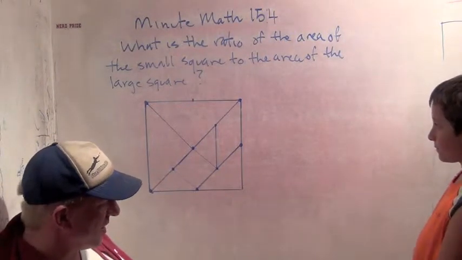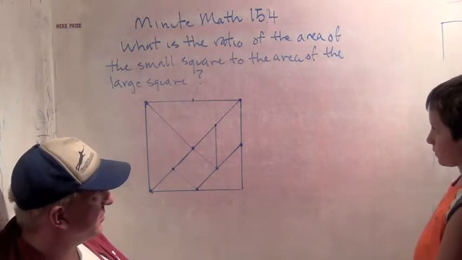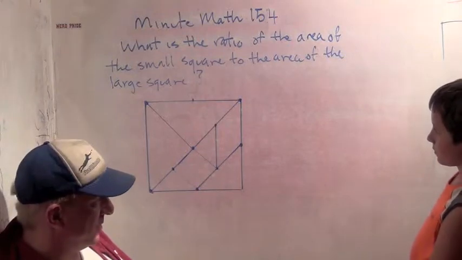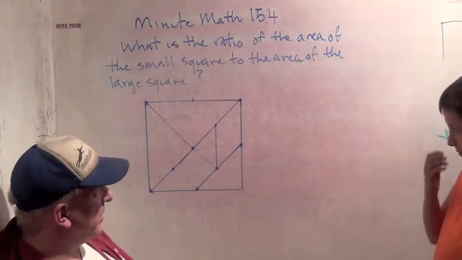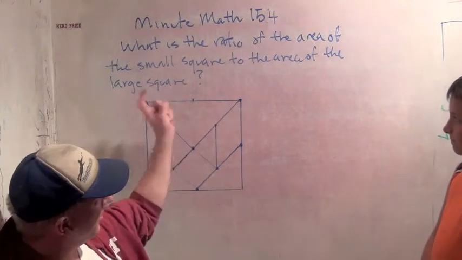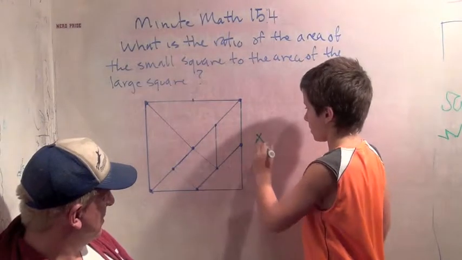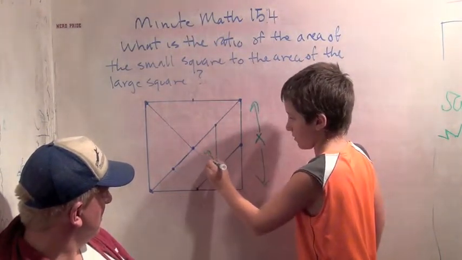Well, let's talk about what we need to know to solve this problem, and what might be useful to know to find the ratio of the area of 2 squares. Well, the areas of the squares. Good. To find the ratio of the areas of the squares, we're going to find the areas of the squares. And we need to find this, x, and this, let's call that y.